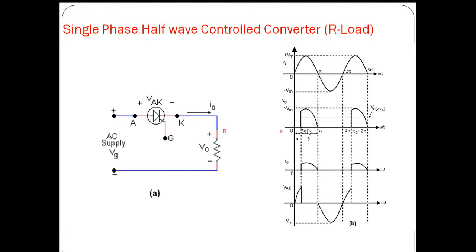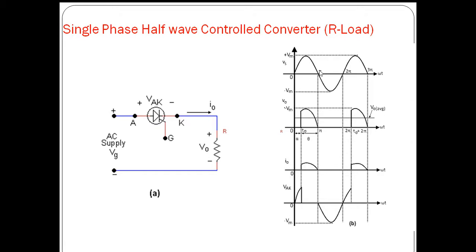Up to pi, the output voltage will be equal to the supply voltage. Similarly, the current waveform will be like this. The thyristor is conducting, so it is short circuited. So almost zero voltage will be there across the SCR. Practically there is a very small on-state voltage drop, but it is almost equal to zero. So this is zero voltage across the thyristor.